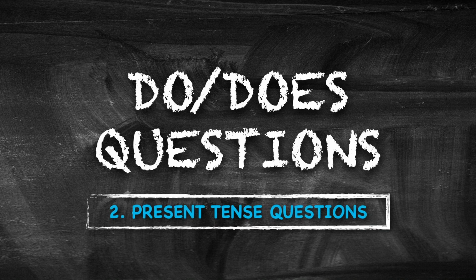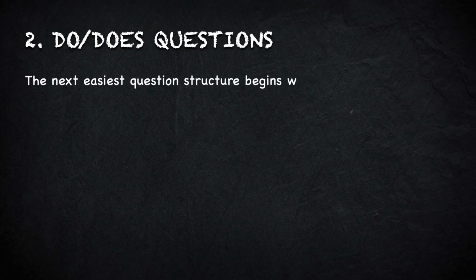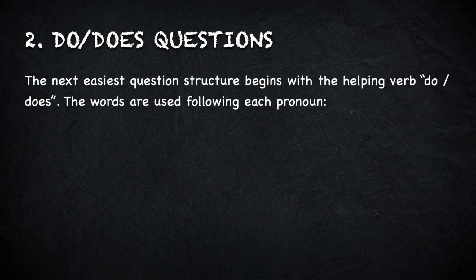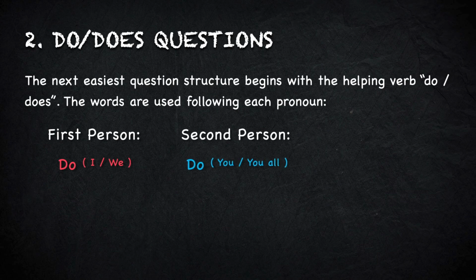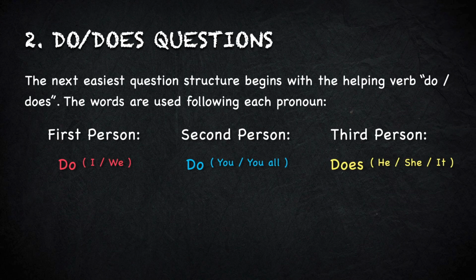Next, we will talk about do or does questions. The next easiest question structure begins with the helping verb do or does. The words are used following each pronoun. For the first person form, you use do for I and we pronouns. For the second person form, you use do, again for you, and you all pronouns. And finally, for the third person form, you use does for he, she, and it pronouns, and do for the pronoun they.